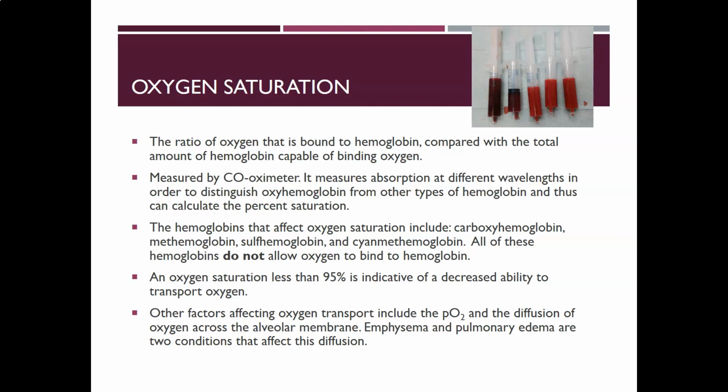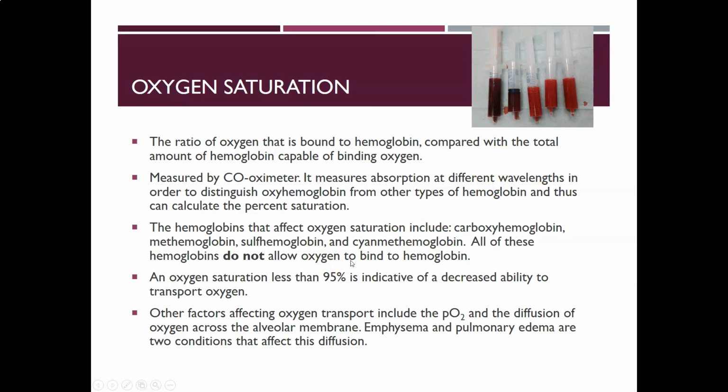It is usually measured by a co-oximeter in the blood gas analyzer. That's the portion there that measures that. The co-oximeter measures absorption of light at different wavelengths by hemoglobin, so it can distinguish between oxyhemoglobin and other types of hemoglobin because they have different colors, and so it can calculate the percent saturation. Just to give you an idea of the ranges of colors, these would be typical of arterial blood. This is a nice, bright, cherry red, and this darker, more purpley red would be more indicative of venous blood or very low oxygen saturation.